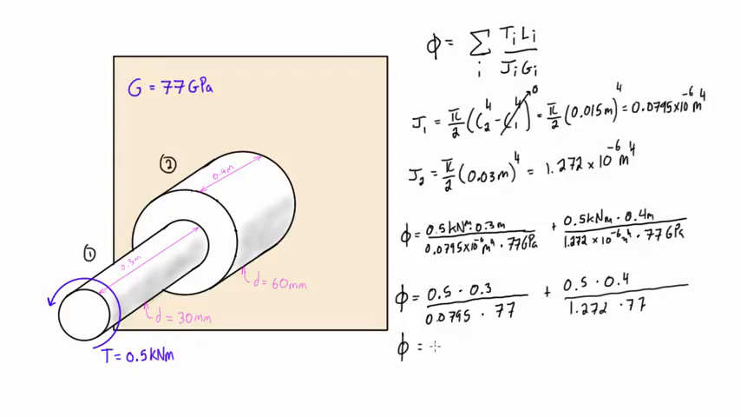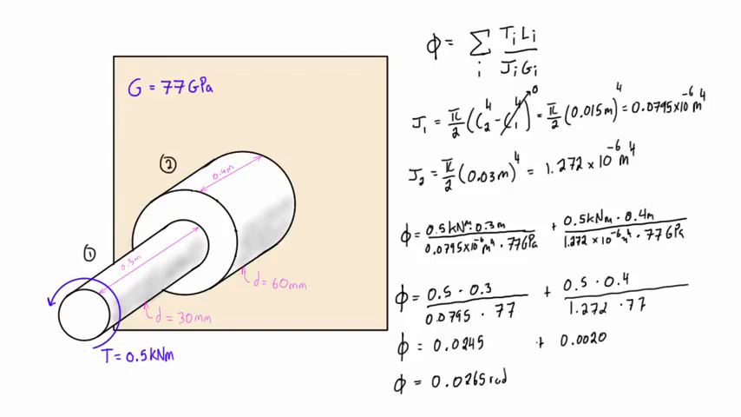If we simplify this a little bit more, we're going to find out that this first term here is equal to 0.0245 radians, and this second term here just works out to 0.0020 radians. And if we add those up together, we're going to find out that our angle of twist is just equal to 0.0265 radians. Alright, so that is the angle of twist at this free end.